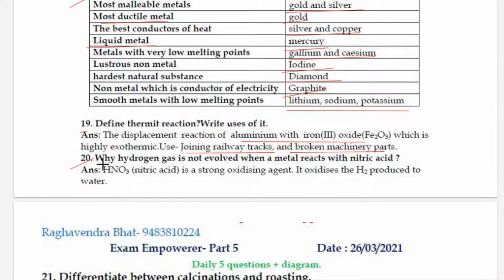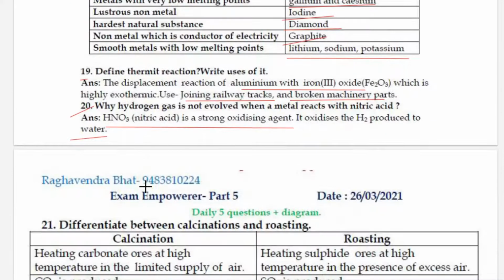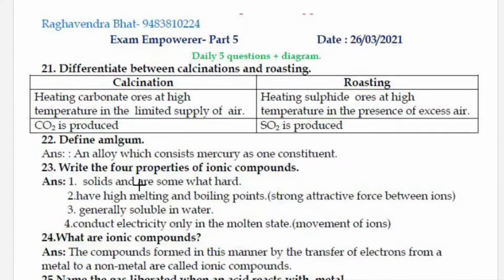Question number 20. Why is hydrogen gas not evolved when a metal reacts with nitric acid? Nitric acid is a strong oxidizing agent. It oxidizes the hydrogen produced to water. Next question.